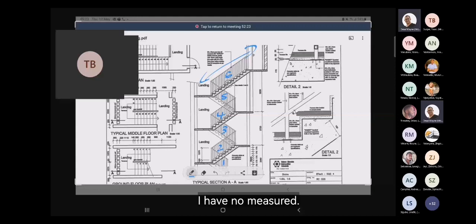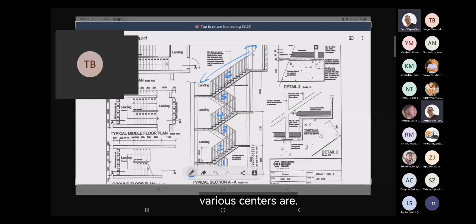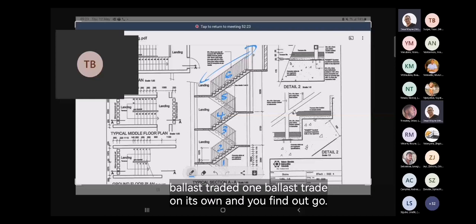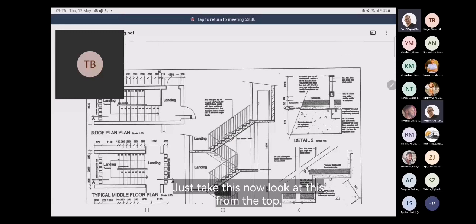Because what I have done, I have now measured, because we can see that we have different lengths here. I've given my description indicating what the various centers are. And I've measured this one balustrade, one balustrade on its own. And if I now go, I just take this. Now look at this from the top.